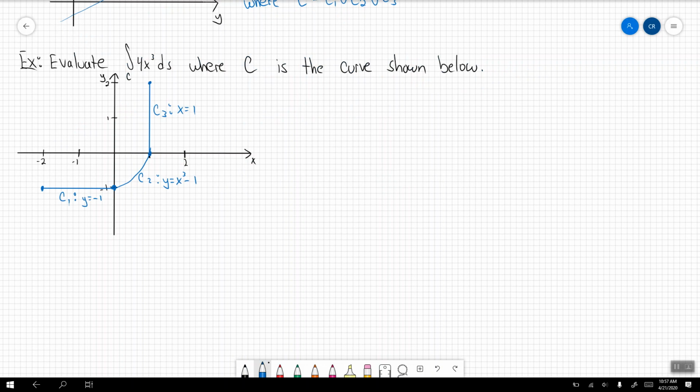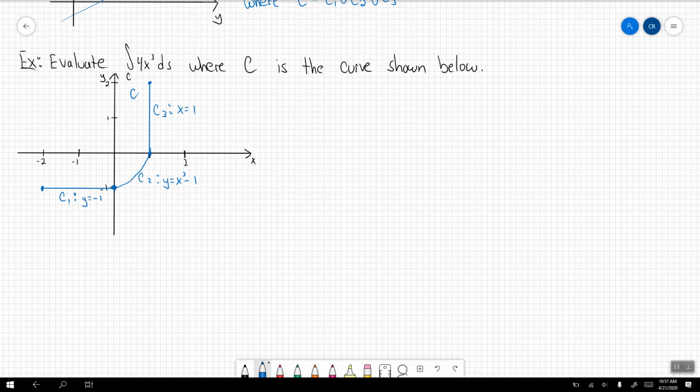So the curve C is the curve made up by all these three different curves. Curve 1 is given by y is equal to -1. Curve 2 is given by y equals x cubed minus 1. Curve 3 is given by x is equal to 1.